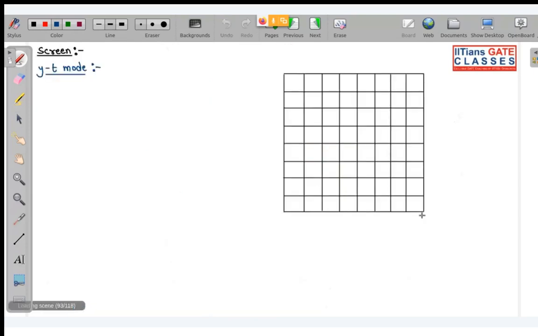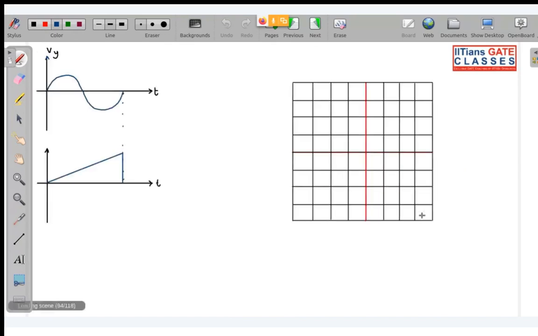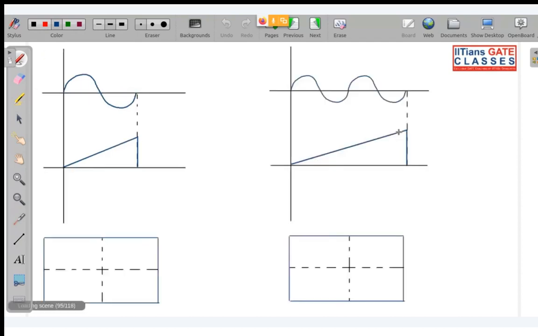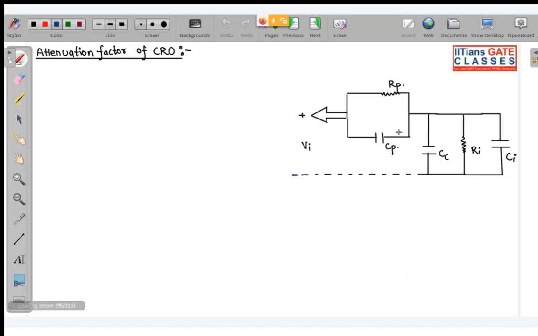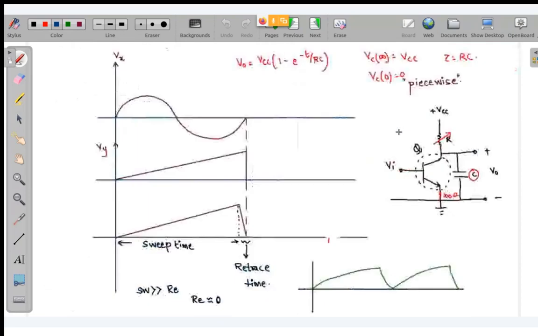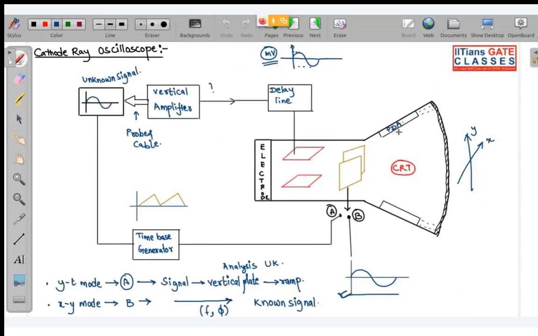There are a few points that I want to dictate. Already I have discussed how to display a signal in YT mode. The attenuation factor of CRO, this also we have to see. Just give me a minute. Let me open my notes because I also don't remember. I have to write it point-wise.